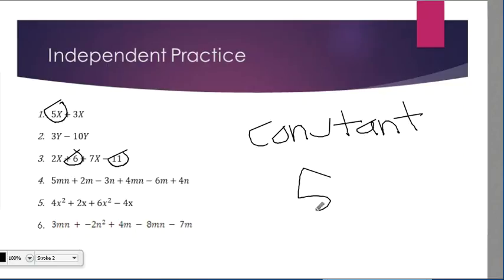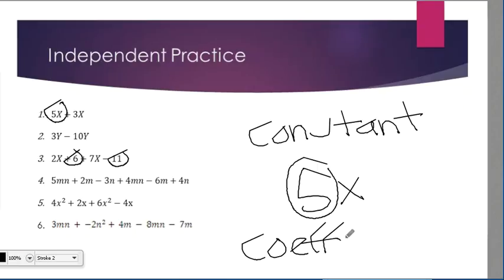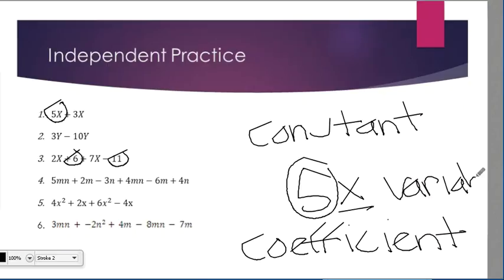Terms can also be made up of a number multiplied by a variable. Okay, in this case, if you have a number multiplied by a variable, the number part of the term is called the coefficient. So when we have this term right here, 5 times x, the 5 would be considered a coefficient. Okay, so the number part of the term is the coefficient, and obviously the variable part of the term we would call a variable, which we talked about in our last lesson.